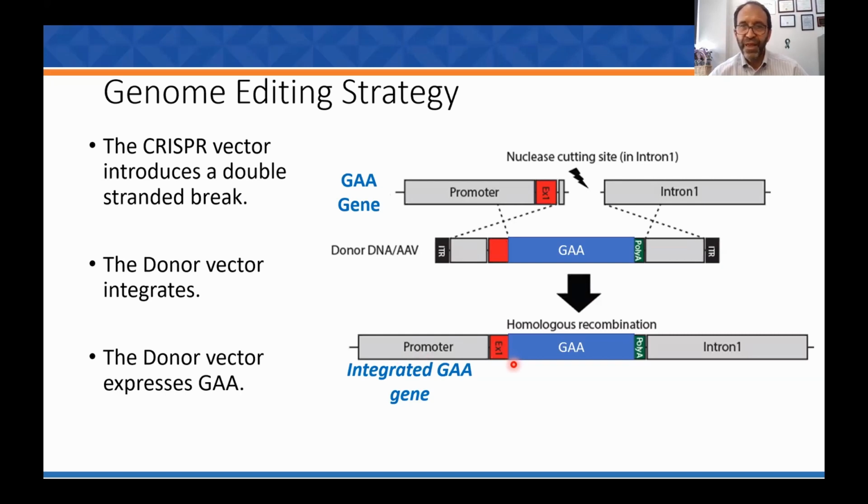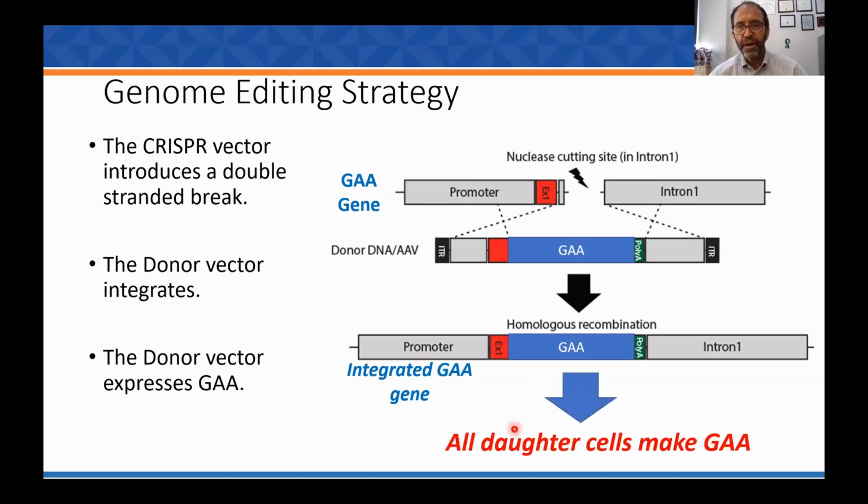And this is a safe approach. There are risks. Making this double-stranded break could disable a gene, but the GAA gene is already mutant in Pompe disease, so it seems like a reasonably safe strategy. And then all the daughters would make GAA. All the cells descending from this original cell that was treated with genome editing would continue to make GAA. And this contrasts with the situation where AAV is gradually diluted out as cells divide, because it doesn't integrate in the chromosomes.